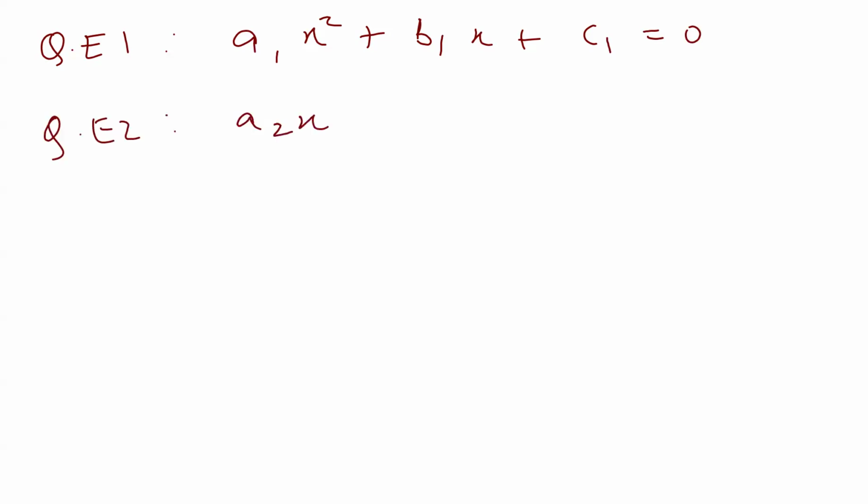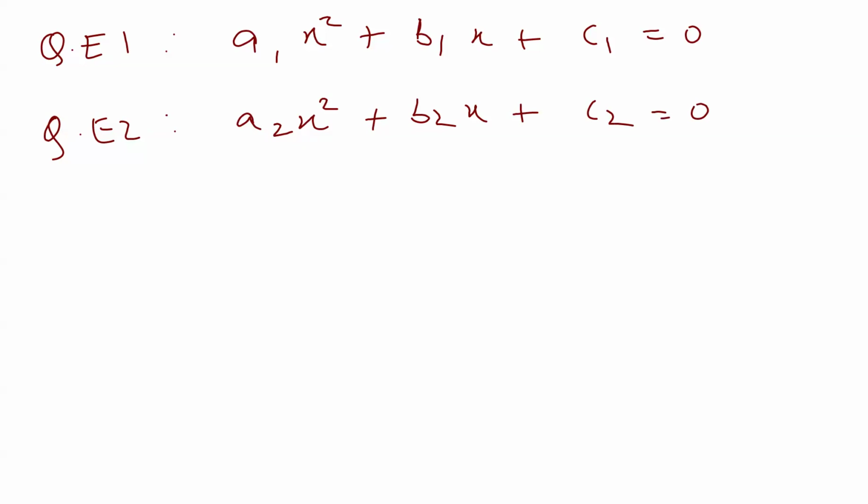Recording in progress. Quadratic equation number 1: a1x square plus b1x plus c1 equal to 0. Quadratic equation number 2: a2x square plus b2x plus c2 equal to 0. These are two different quadratic equations.